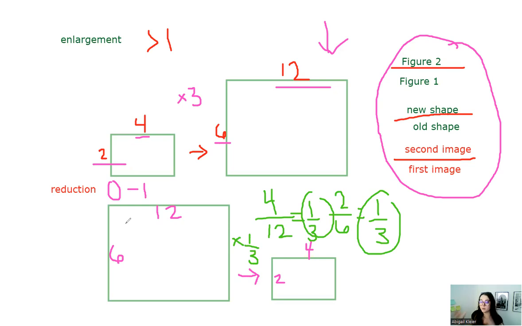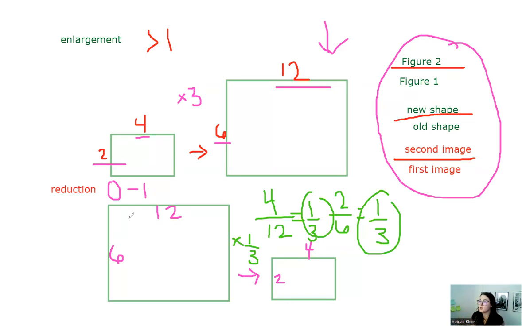does that fit within the boundaries of what a scale factor for reduction can be? Is the number 1/3 a number that's in the range of 0 to 1? It is in that range. So that's why the scale factor works in this situation, because we checked our work and we verified that that is a number that works within the range of a reduction.